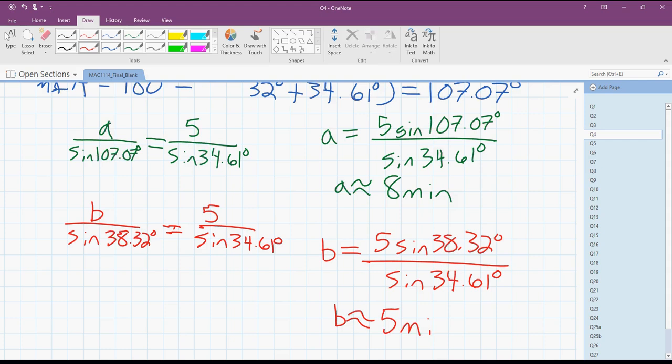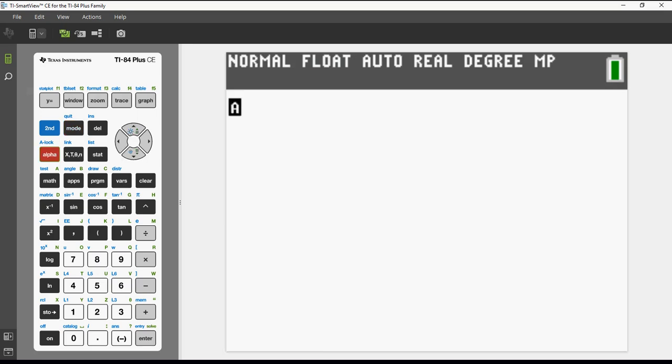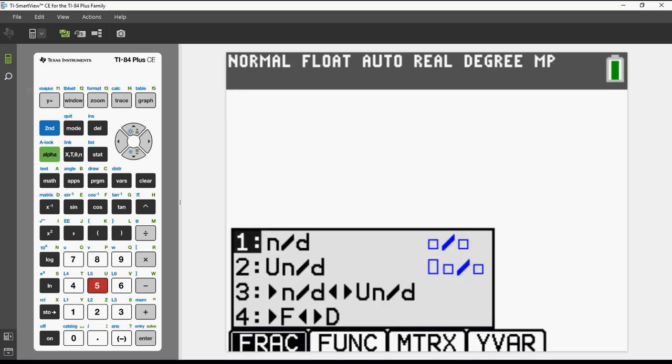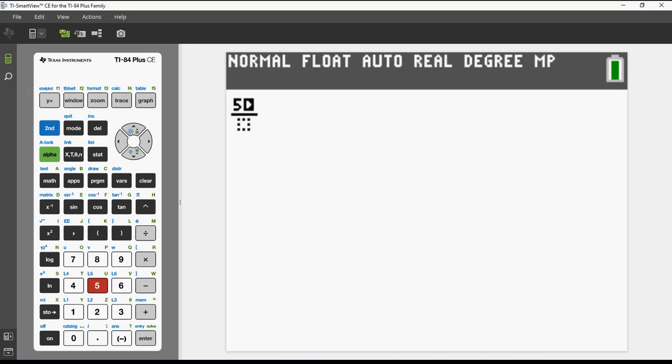Let's make sure. Let's double check, because I went through and checked my answers just to make sure. So making sure that I've got this written down right. All right, so let's double check that. Number 1. Yeah, number 1. So 5 sine 38.32 on top, divided by sine 34.61. Correct?